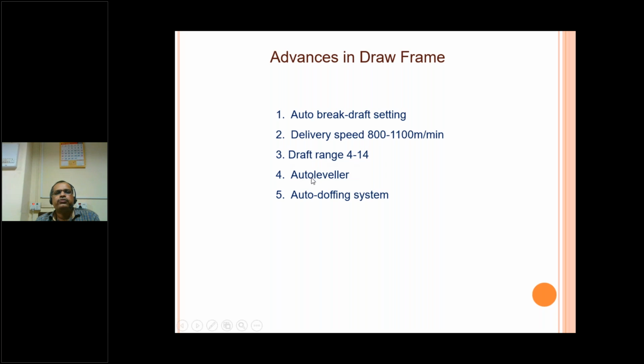Auto leveler, use of an auto leveler to increase the uniformity in the sliver, and auto doffing system. Doffing means, if one can is full, then it will be automatically replaced and another empty can will be filled there.